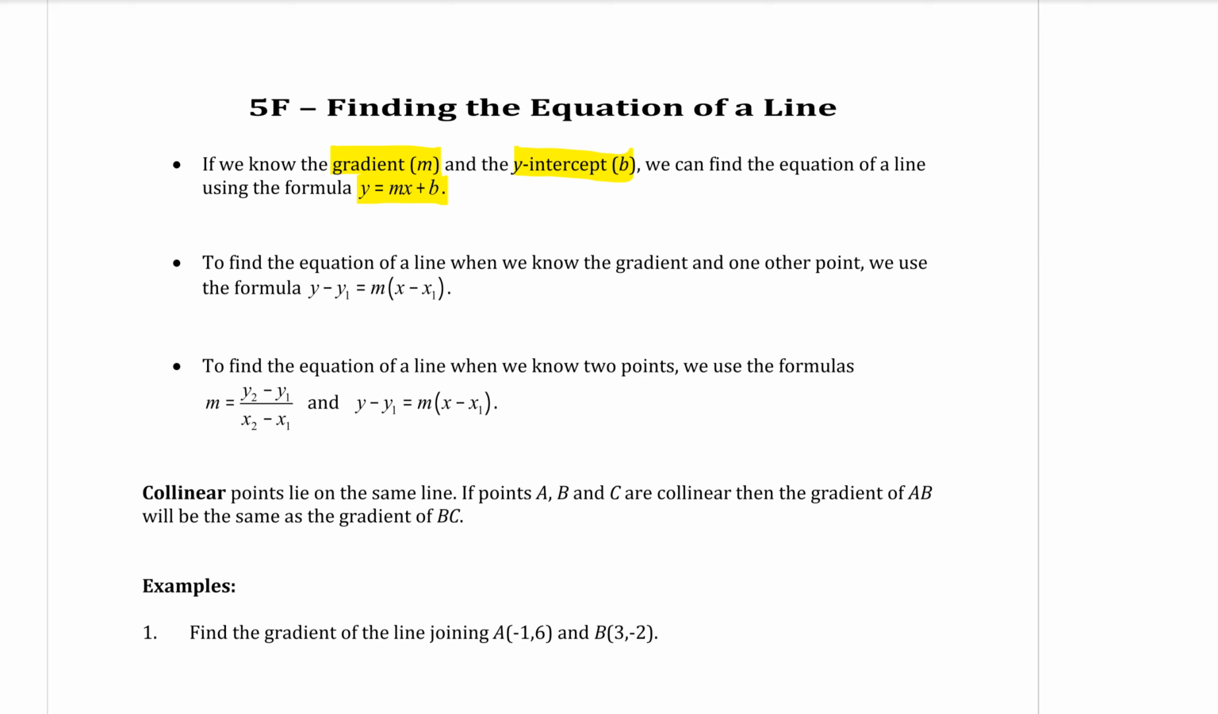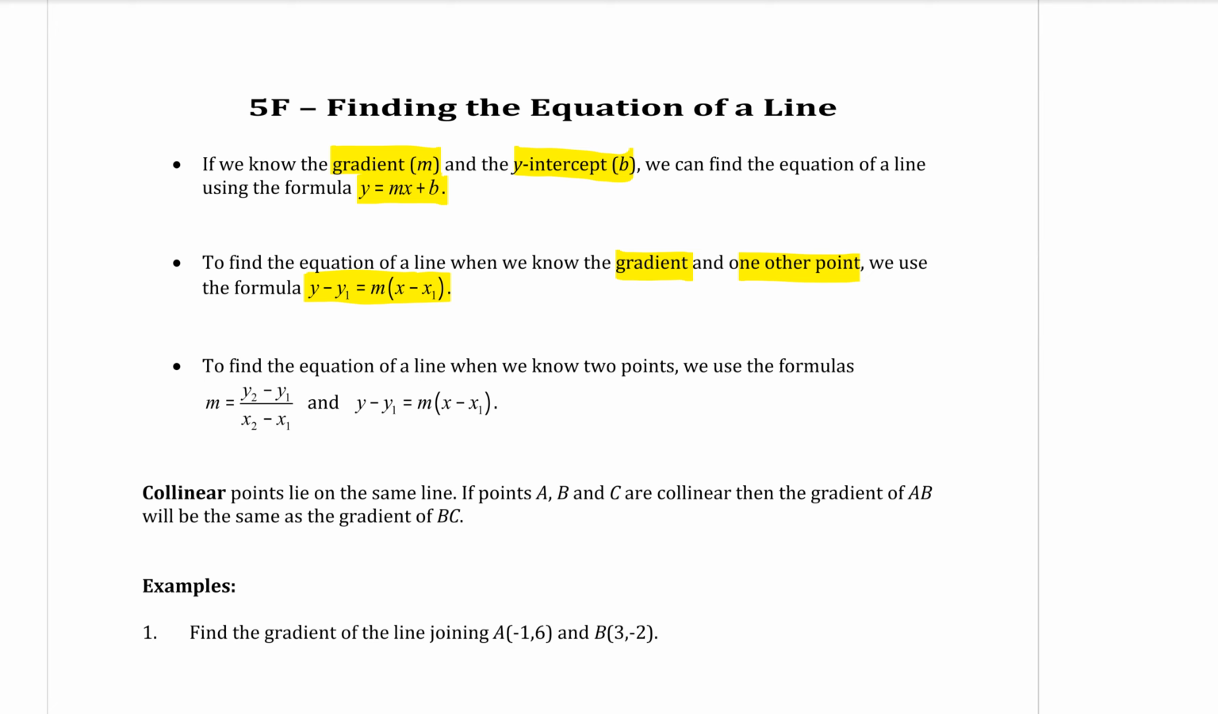Another option is if we want to find the equation of a line and we know the gradient and one other point, then we can use the formula y take away y1 equals m bracket x minus x1. This is known as the point gradient formula because I know a point and I know a gradient.